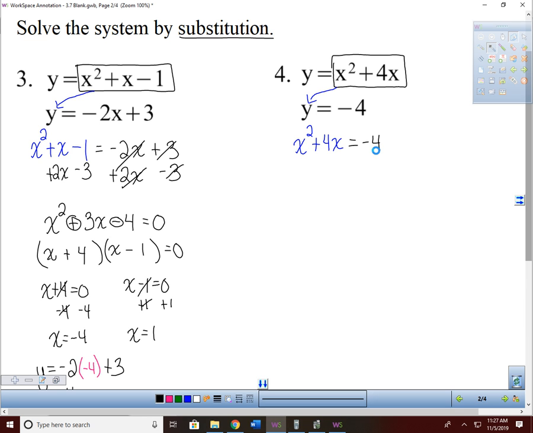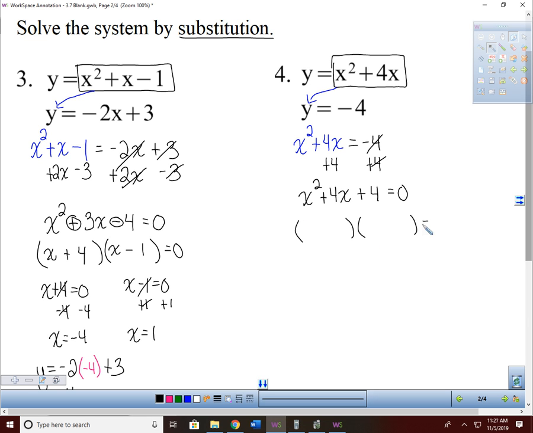Well, I see that I have an x squared, I have a term that has an x, and then I have a term that does not have an x, which should lead me to believe I'm going to factor. So I'm going to go ahead and add this number and move everything to one side. So that gives me x squared plus 4x. And then 4 does not go with either of these, so it will go at the back. And then I'm going to factor.